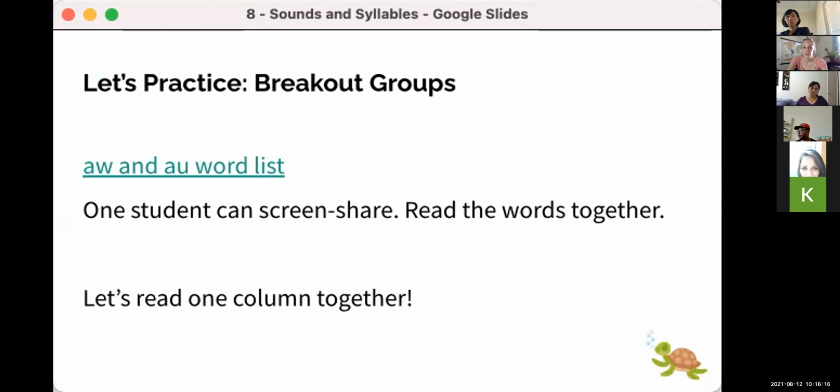All right, I'm going to put this document in the chat for you. So if you want to open it on your screen, we'll have one student in each breakout room share their screen. You're going to read the words together. This one is just 2 pages. So you're going to look at these AU and AW spellings at the same time. Read the words carefully and slowly. We'll come back and we'll read some of them together. Since it's just 2 pages, let's take about 6 or 7 minutes to read these in our breakout rooms. Any questions before we break out?